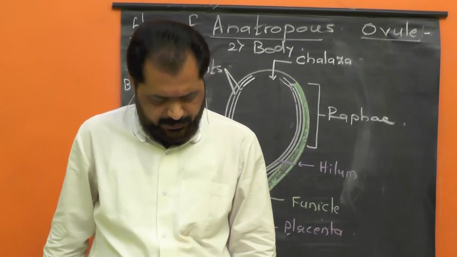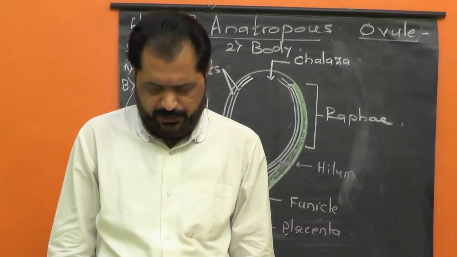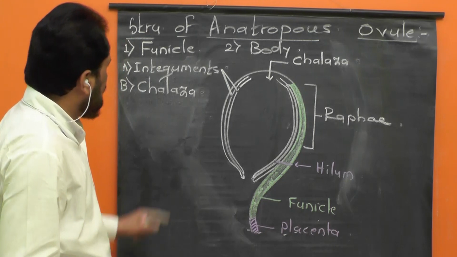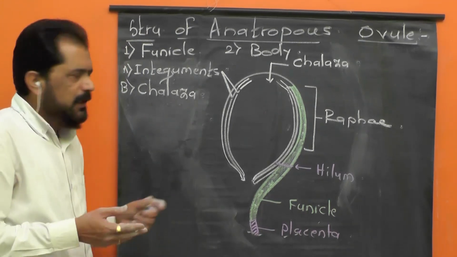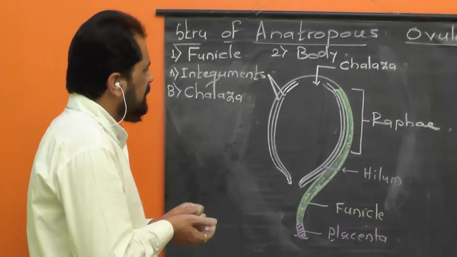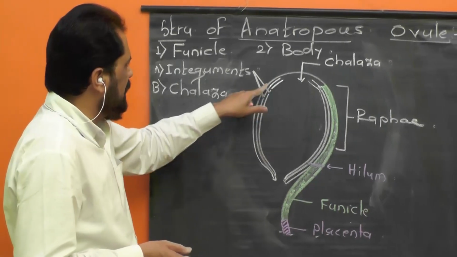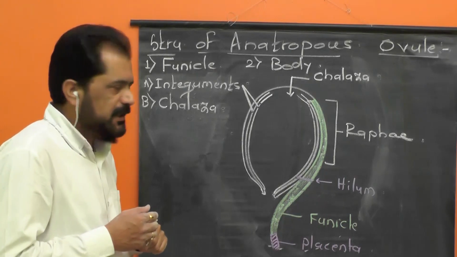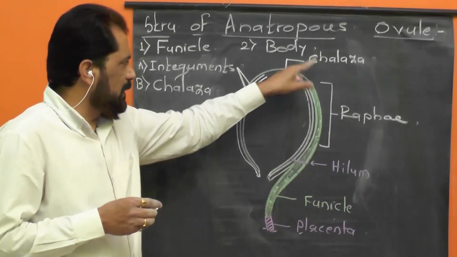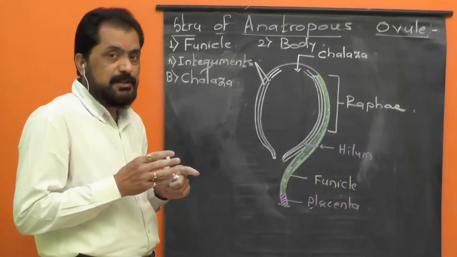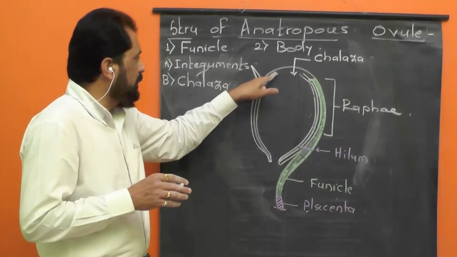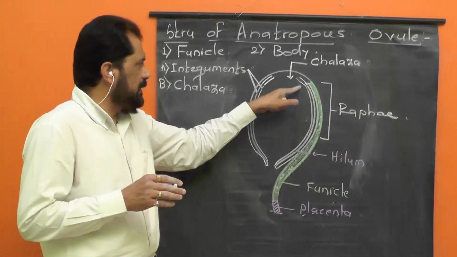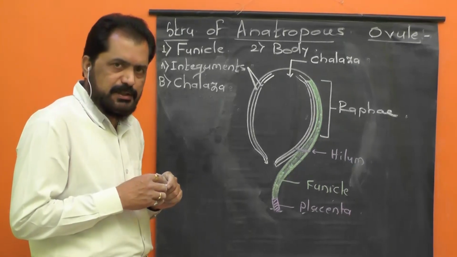Now come back. Ata parat apan aplya mool mudyakade yetoy, that is nothing but the chalaza. While teaching you the body, I said that the body is externally covered by either one or two integuments. Then I said the base of body is known as the chalaza, or it is the place of origin of integuments. या चनेजा पासून integuments हे निर्माण होत असतात.